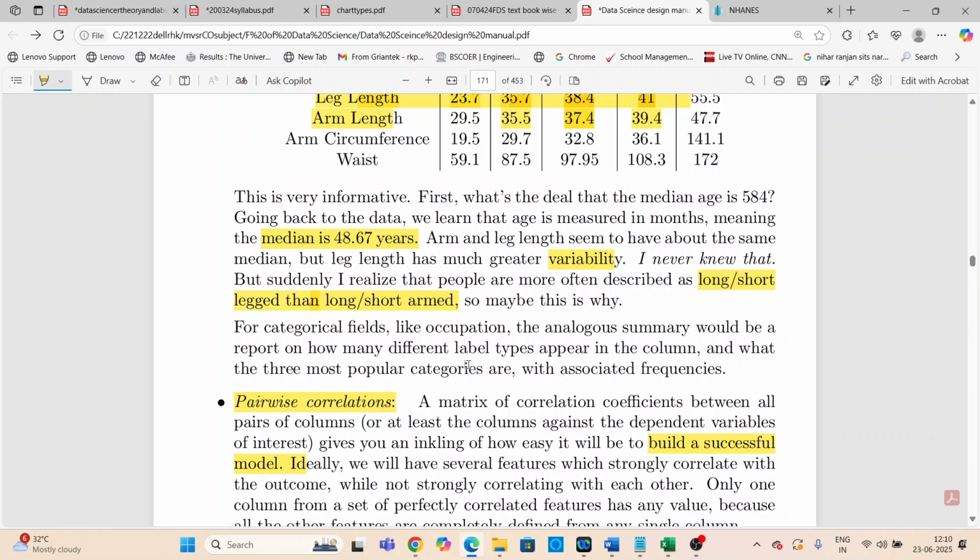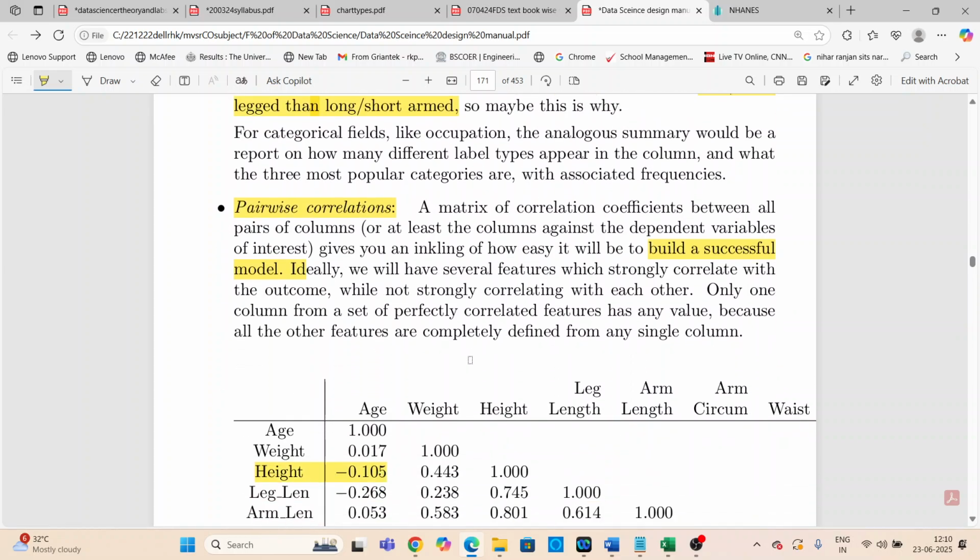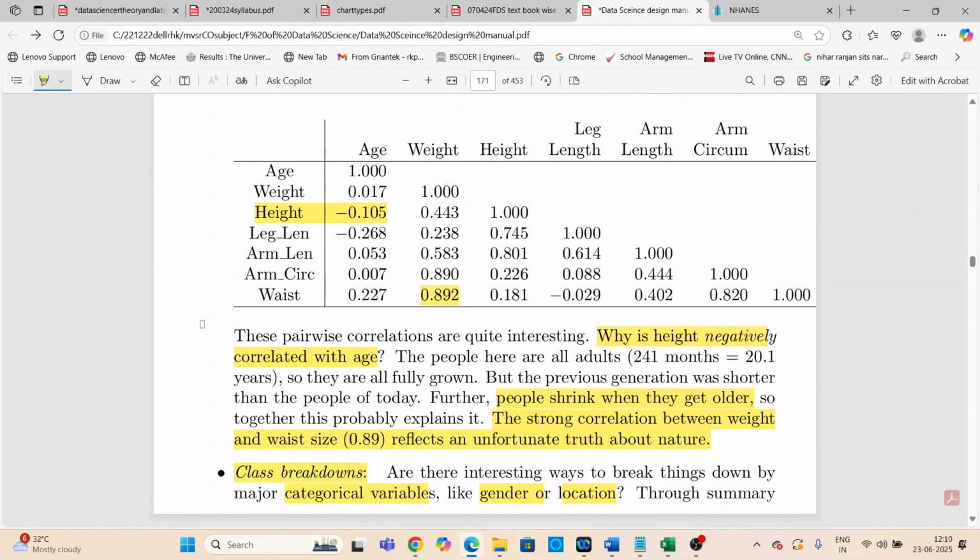Then there may be some pairwise correlation also by looking at the data. Say for example, if I put height and age, there is a negative correlation. What is the meaning of negative correlation, or what is the meaning of a positive correlation? The meaning of negative correlation here is, as the age increases, the height will be decreasing. Because as people get old, they may shrink or they may get bent down. So that may be the reason.